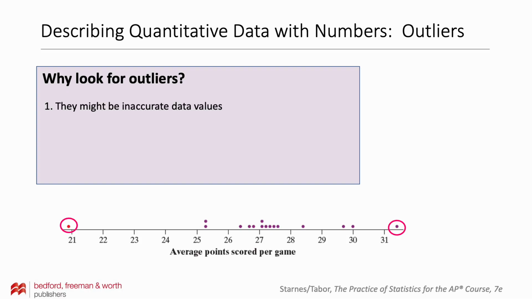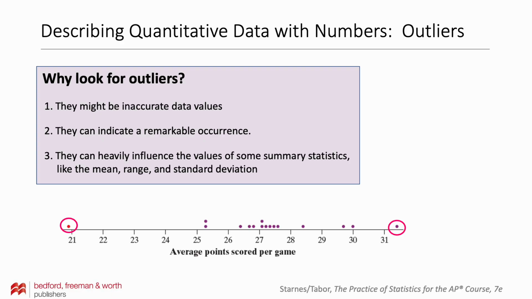So what we're going to do is we're going to look. They might be inaccurate data values. We don't know. They can indicate remarkable occurrences, and they can heavily influence the values of some summary statistics like the mean, range, and standard deviation.